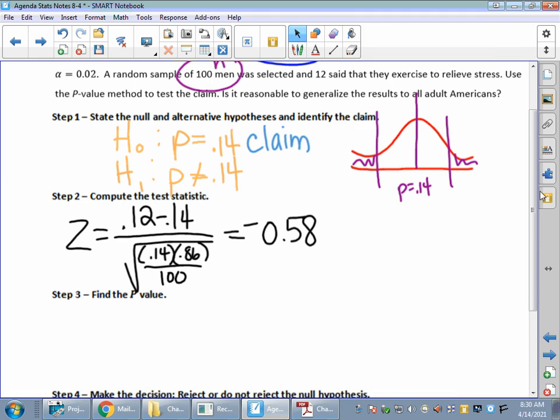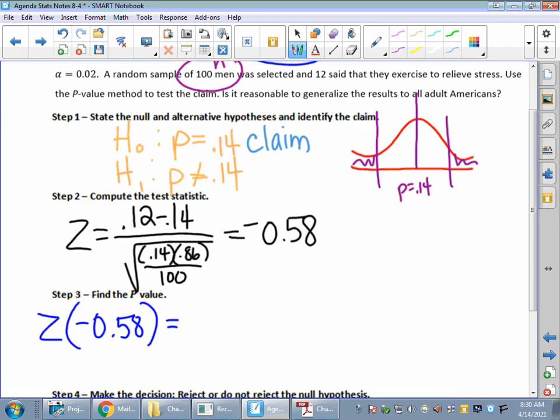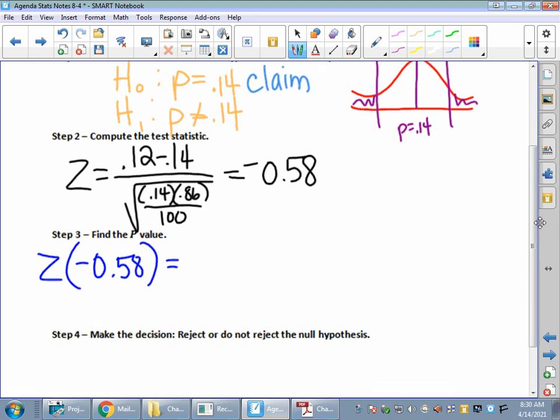So now we're going to find our p-value. So this is where we actually go to the table, and we find our z-value if we've got a negative 0.58. So you go to the outside and work your way to the area. Remember, p-values are areas. So find area. So when I do negative 0.5 and then go across to the 8, I got an area of 0.2810.